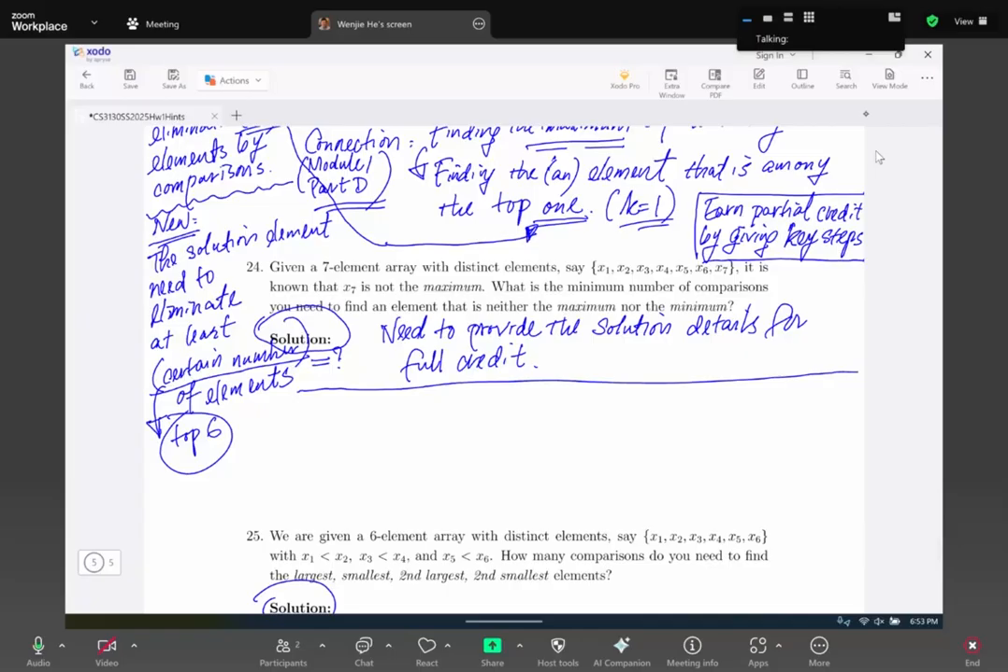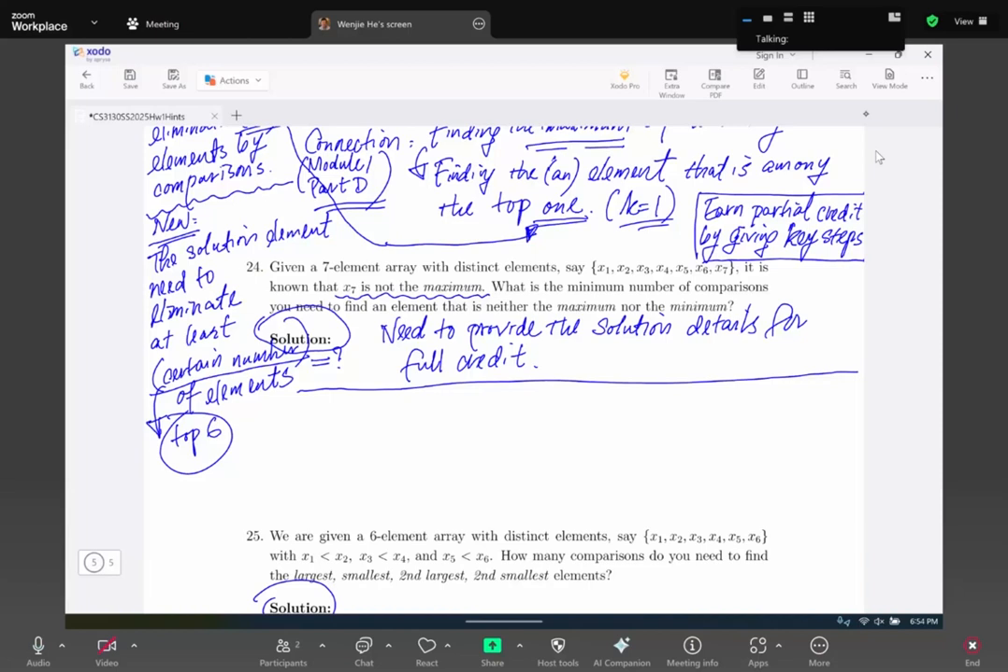Let me read the question first. So then I'll give you some ideas. Given a 7-element array with distinct elements, it is known that x7 is not the maximum. Okay, not the maximum. What is the minimum number of comparisons you need to find an element that is neither the maximum nor the minimum? That's the question.